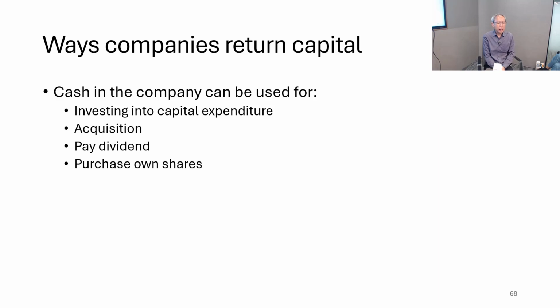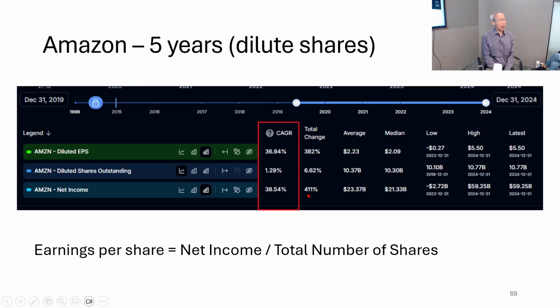So when a company has cash, they can either invest in capital expenditure, acquire another company, pay dividends, or purchase their own shares. So those are the ways. I'll talk about the last one, purchasing own shares. Look at Amazon, for example.